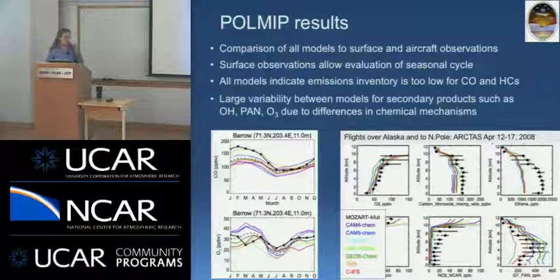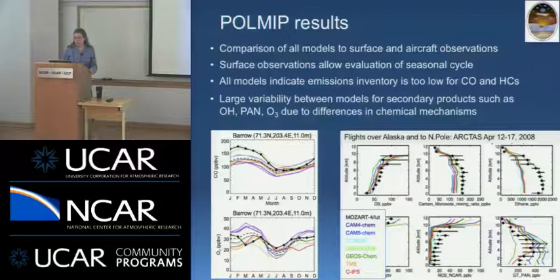However, the models also give very different results for things like PAN, peroxyacetyl nitrate, which is a combination of VOCs and nitrogen, and an indication that all the models have very different chemistry. So there's a lot of work still to do to understand why these models have so many differences in the secondary products.